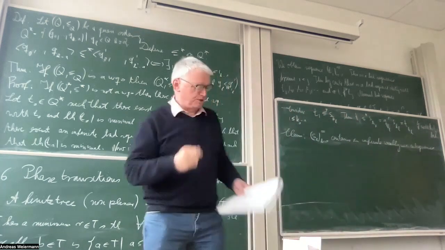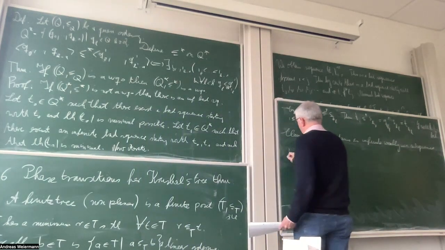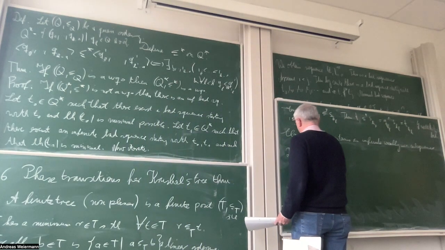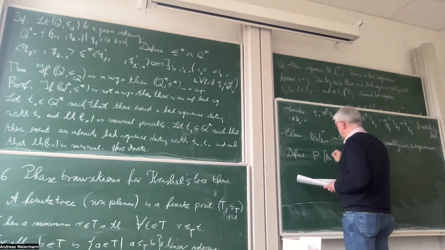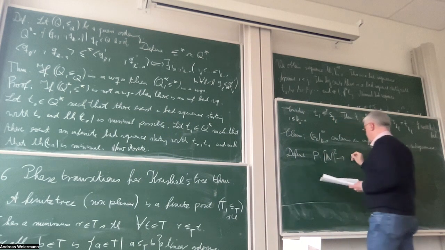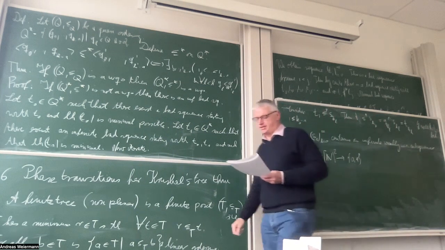Well, why should this be the case? Well, the trick now is to define a function, the partition P. P goes from pairs of natural numbers into a set with two elements. So what we do is we will apply Ramsey's theorem.